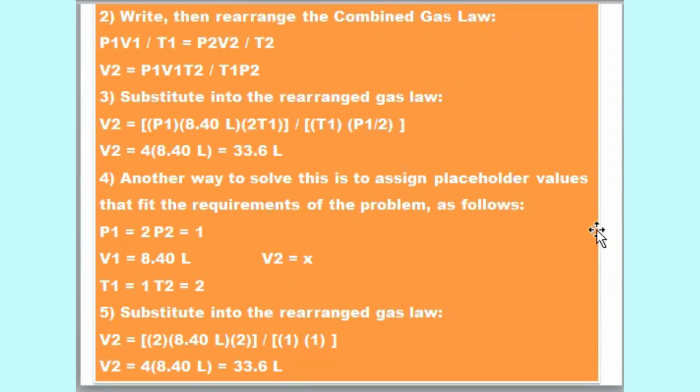Another way to solve this is to assign placeholder values that fit the requirements of the problem as follows. P1 equals 2 times P2, which equals 1. V1 is 8.40 liter. T1 is 1 times T2 equals T2. V2 is X. Substitute into the rearranged gas law, and then you will obtain the same result, which equals 33.8 liter.